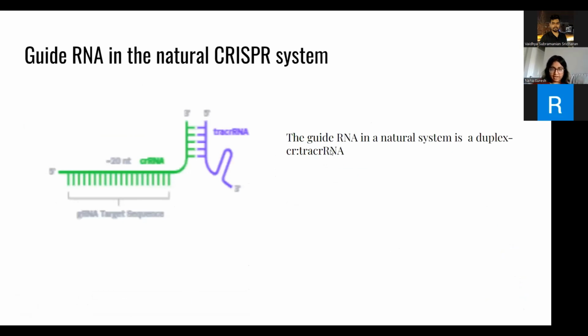So now, what is the guide RNA and what is a natural CRISPR system? This picture on the left is the natural CRISPR system. This is a 20 nucleotide sequence, which is a CRISPR RNA, and it is usually the gRNA target sequence, which means it is the region to be cut by the CRISPR system. Tracer RNA is the backbone to the entire CRISPR system. And until now, we had not re-engineered the system. Synthetic biologists had not re-engineered the system until 2016 in the Doudna lab.